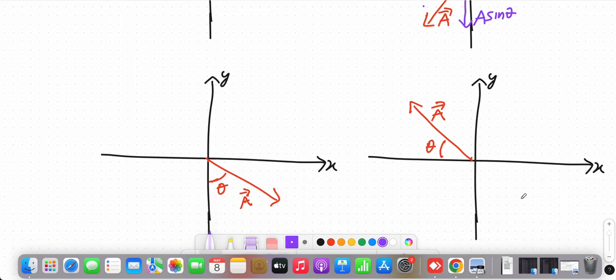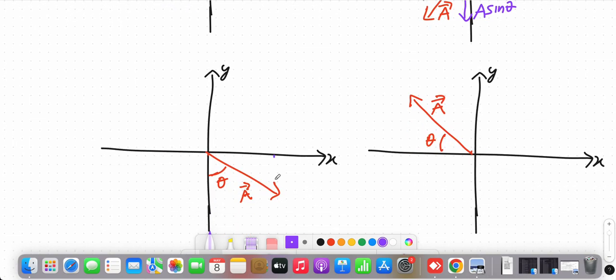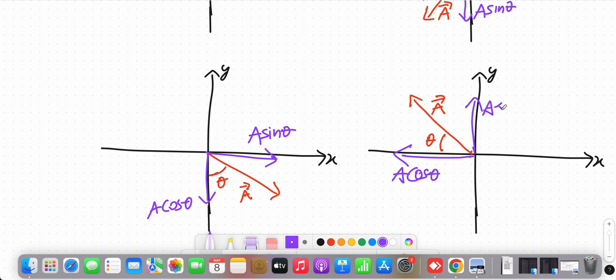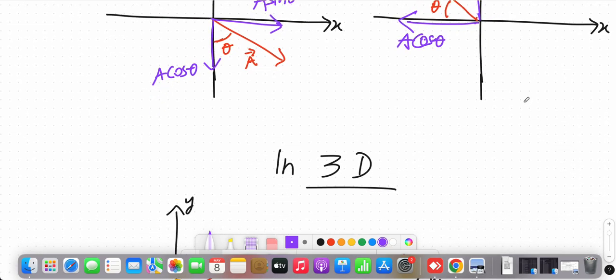Now in this particular case, please you answer. So this component is A cos theta and this component is A sin theta. In this case, similarly, this is A cos theta and this is A sin theta. Okay, now let's go to 3D.